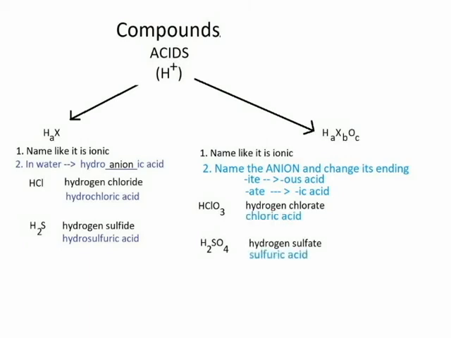So the first of our two oxyacids would simply be chloric acid. Since chlorate is the anion, the ATE becomes IC, and you add the word acid. And the second one, which is based off of sulfate, the ATE again becomes IC acid, and so the second one would be sulfuric acid.